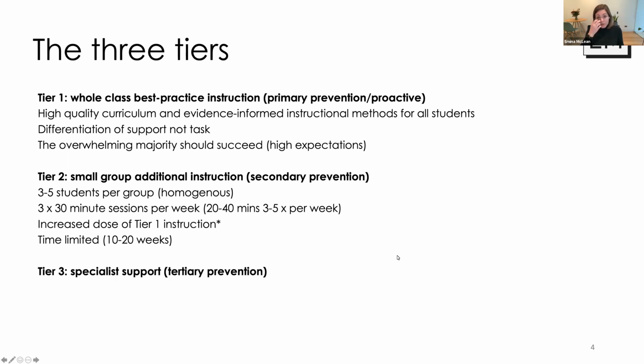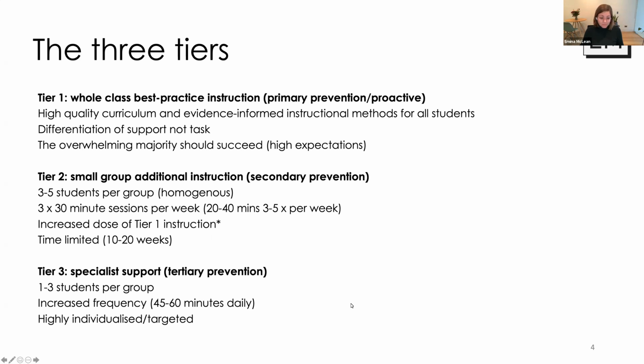And tier 3 specialist support, or in the public health and the medical literature, it's called tertiary prevention. So this is the pointiest end of care or support or instruction. 1 to 3 students per group. More often than not, this is just one-on-one support, but very small groups can be effective. Increased frequency, this is what the literature tells us that these students actually need. I don't know how many students actually receive this in our education system, but 45 to 60 minutes daily in order to make gains. Highly individualized, highly targeted.